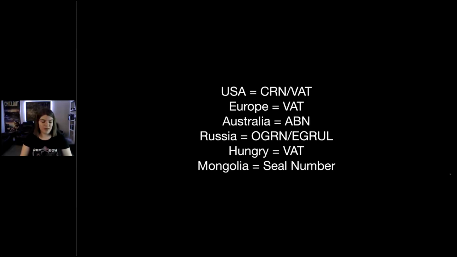So going in, knowing what you're going to look for, knowing the correct terminology is going to save you so much time. So in Australia, we use an ABN number, Australian business number. Russia, they have a different one, OGRN/EGRUL. Mongolia uses a SIL number. So knowing all this stuff is going to help a lot.